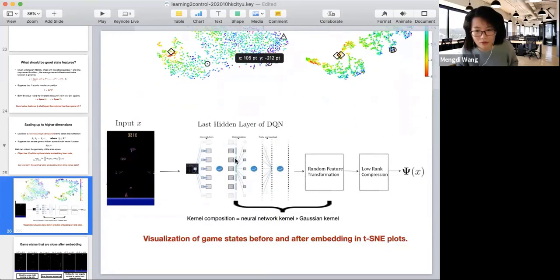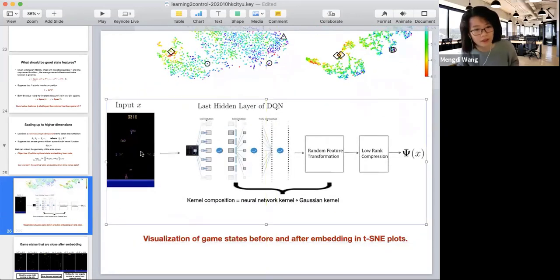Okay, let me remove the teasing plot. So the input is going to be my raw pixel image. So say that we are running DQN or any neural network. I'm not going to use this to solve the RL problem. I'm going to use the neural network as an initial representation of state. And then we can play with this. For example, we can apply a composition between the neural network kernel and some Gaussian kernel, or just anything we feel is reasonable. So we lift the dimension of the state space onto a higher dimensional state space.